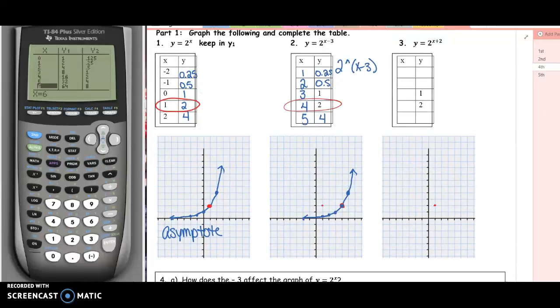Now, I'm highlighting a specific point just because I want you to notice some things about it. You don't have to do that, but you might see that I've got a red dot up here. We'll talk about that in a minute. So if you haven't already done it, make sure you get number 3 entered. So make that 2 to the x plus 2.